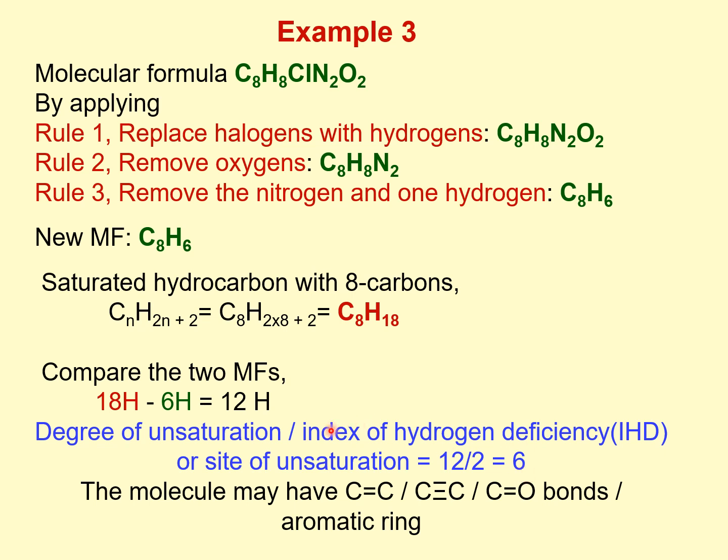A degree of unsaturation equal to or greater than 4 indicates the possibility of one aromatic ring along with a carbon-carbon double bond, carbonyl group or carbon-carbon triple bond. I hope this video will help you to understand the concept of degree of unsaturation. Thanking you.